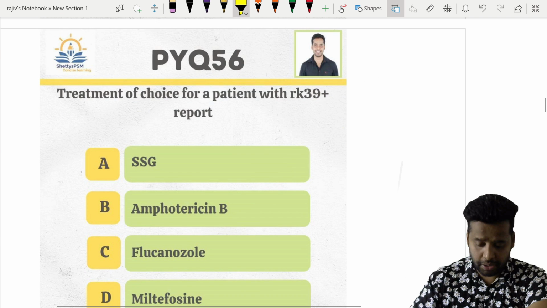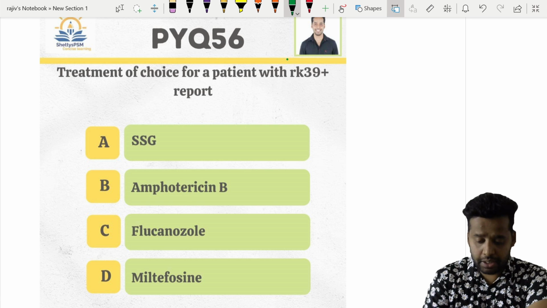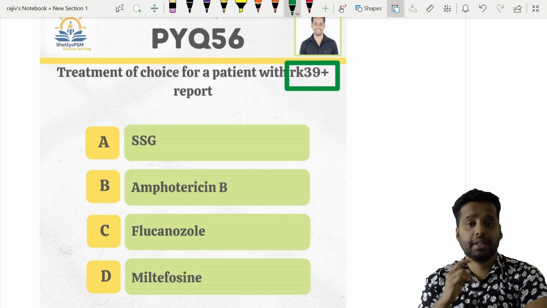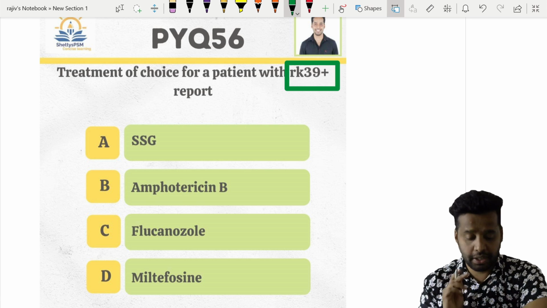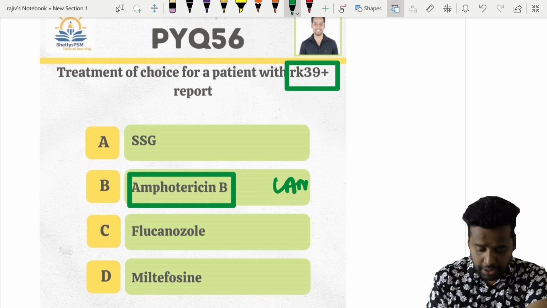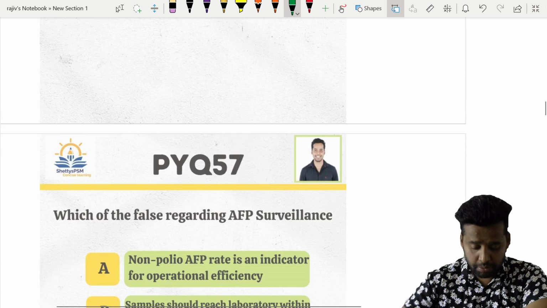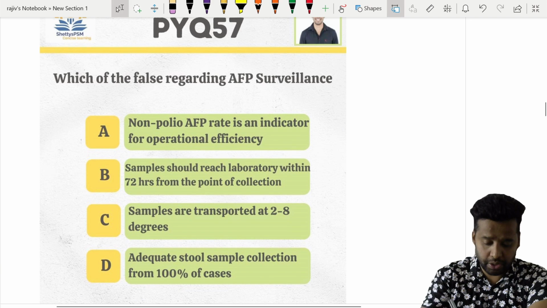In pregnancy, primaquine is contraindicated. Treatment of choice for a patient with RK39 positive report. What is RK39? Rapid diagnostic kit for Kala-Azar. Very good. The drug of choice is liposomal amphotericin B. This is the drug of choice, not sodium stibogluconate. It is LAM that we are using now.